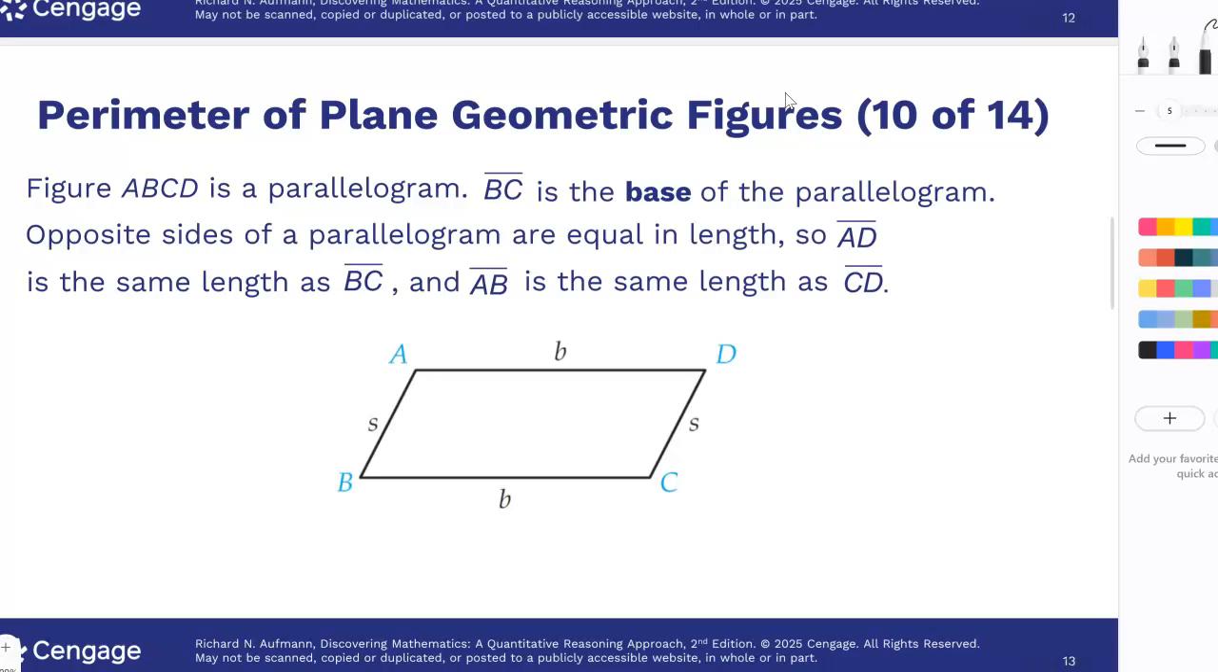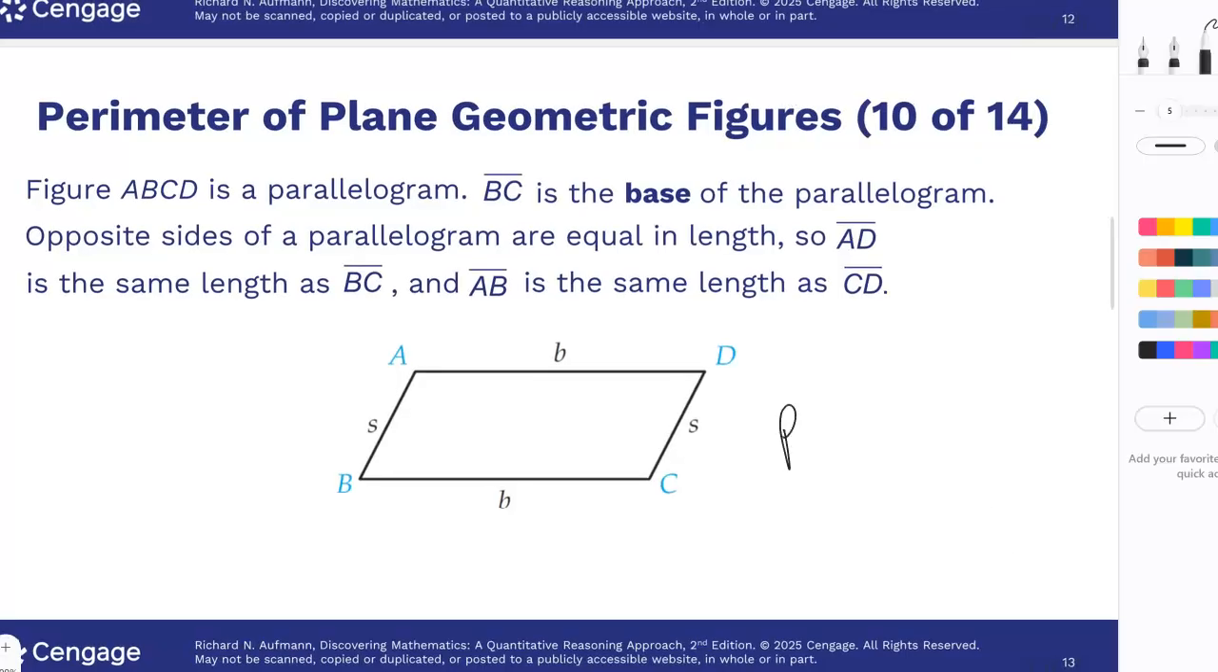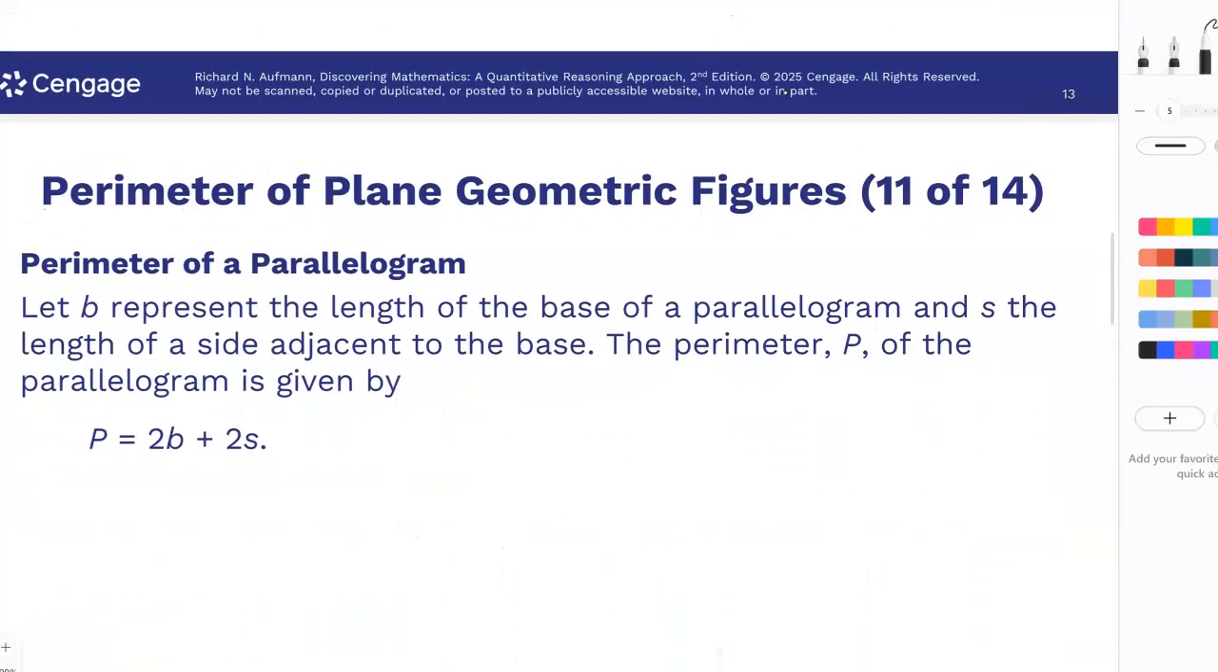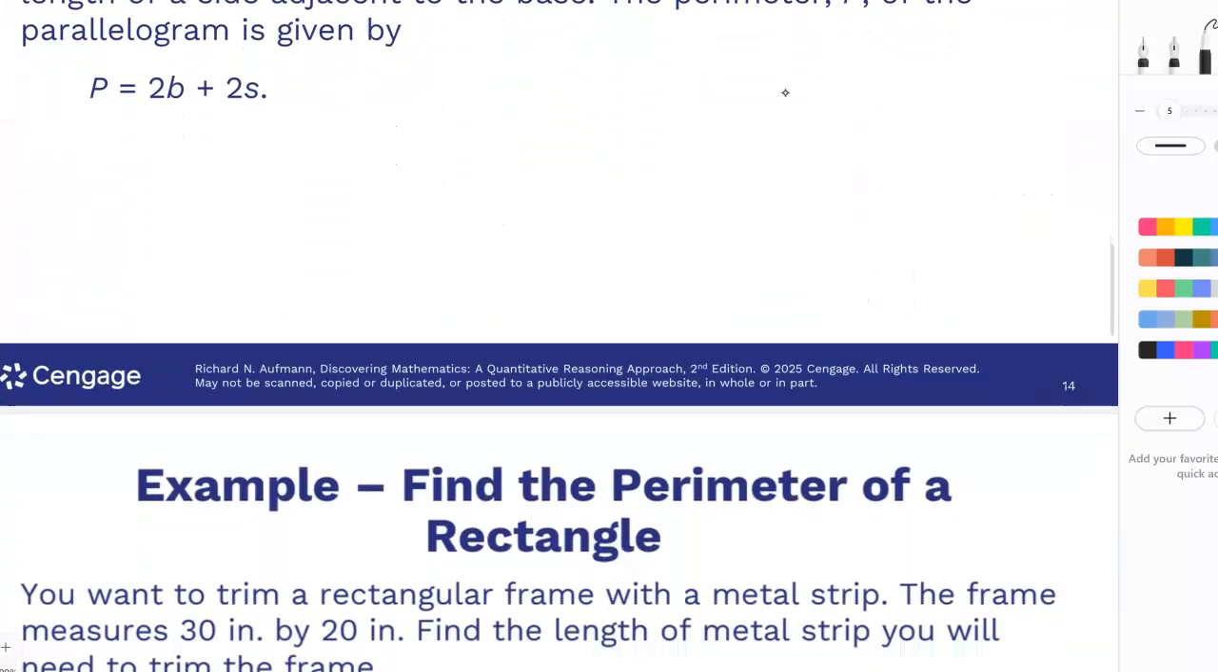So here's another figure. This is a parallelogram. These sides are parallel to each other and they're the same length. These sides are going to be parallel to each other and they're the same length. So if I wanted to find perimeter, it would be B plus S plus B plus S, which we could write as 2B plus 2S. So really similar to how we found the perimeter of a rectangle. So there's your 2B plus 2S for that.